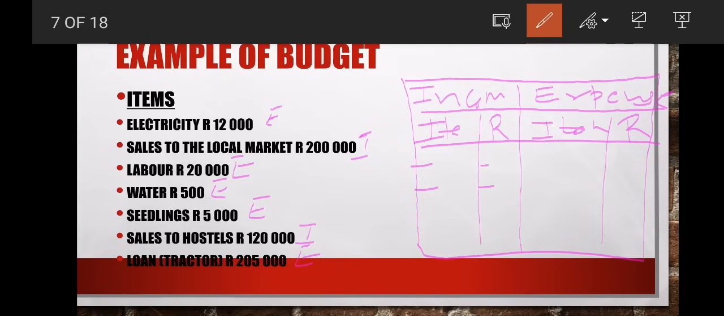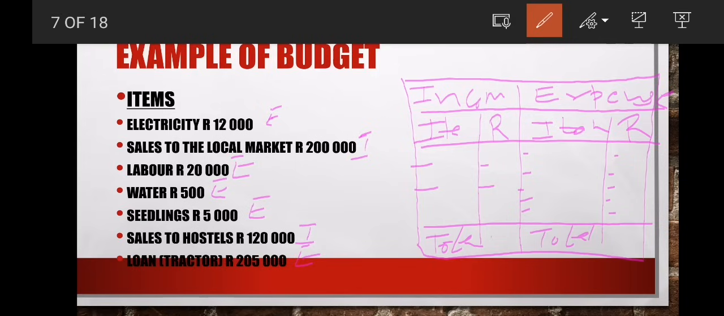Then here, good people, you come up with a total for the income. You write your total. Clear on that one? Again, you say expenditures. Other expenditures. We have electricity. You put the rents. Labor, you put the rents. Water, you put the rents. Seedlings, you put the rents. Loan, you put the rents. Then you say total.